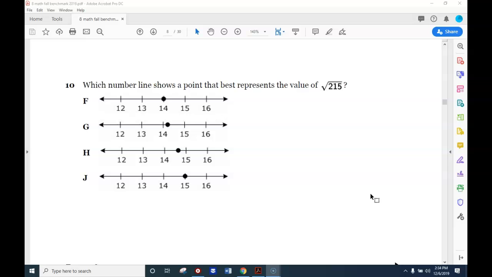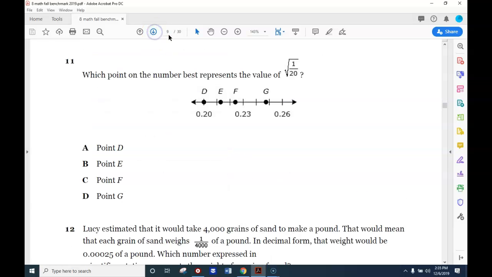Number 10. Which number line shows a point that best represents the value of the square root of 215? Number 11. Which point on the number line best represents the value of the square root of 1/20? A. Point D, B. Point E, C. Point F, D. Point G.